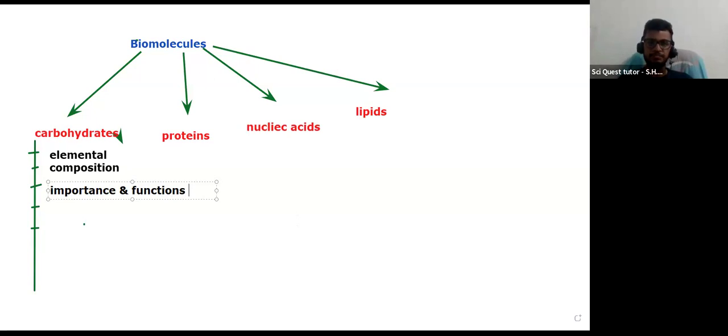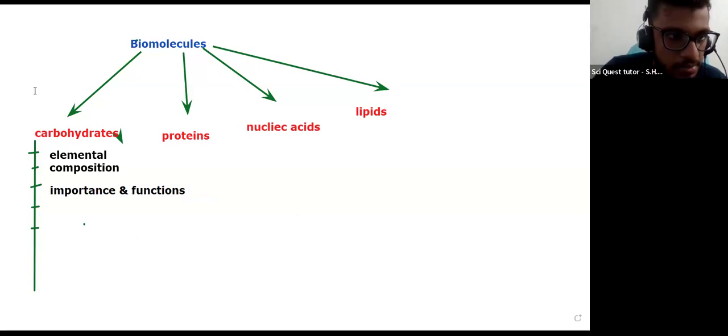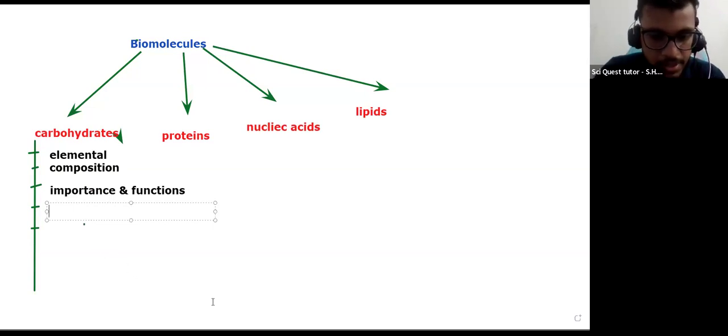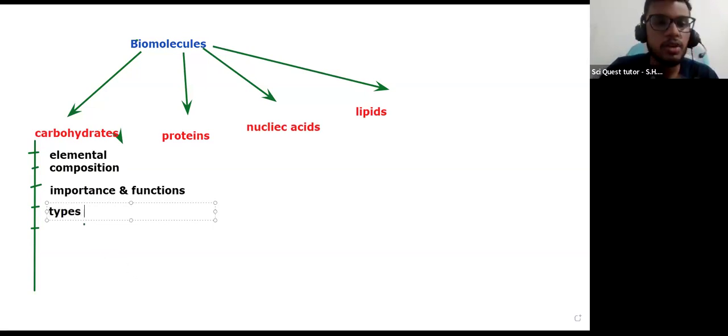Isn't it? Right. Then our next target is types. Definitely you have types of carbohydrates, types of proteins as well, types of nucleic acids, which are DNA and RNA, and lipids as well. There are types of lipids we have to discuss, right? Types. Then the other part, students, the food tests.